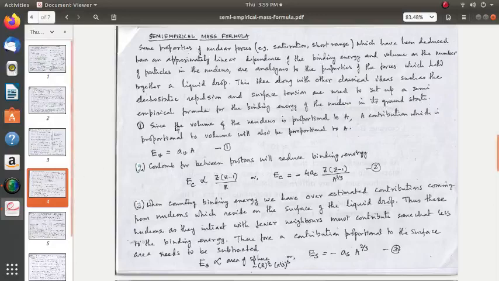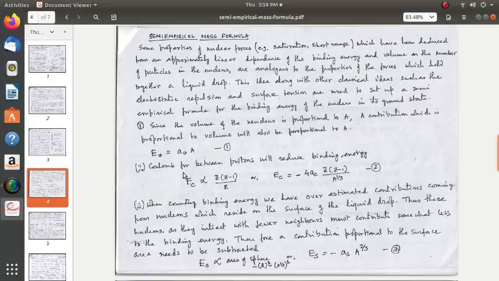Since the volume of the nucleus is proportional to A, because R is proportional to A to the power 1/3, a contribution which is proportional to volume is also proportional to A. So a volume contribution will be proportional to A because volume itself is proportional to A. So the volume contribution E_V is a_V multiplied by A.